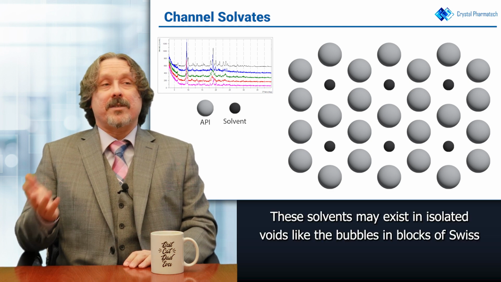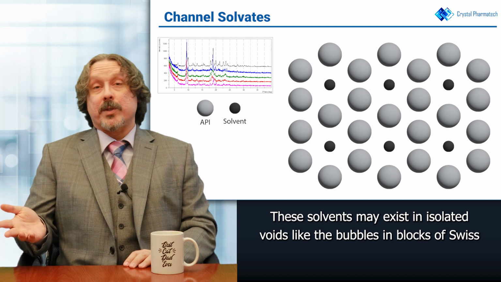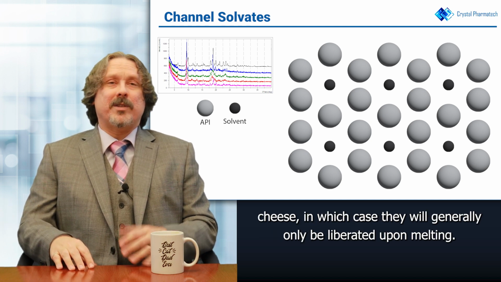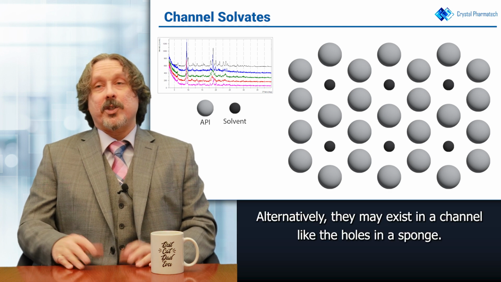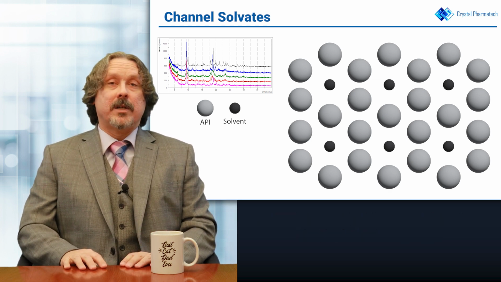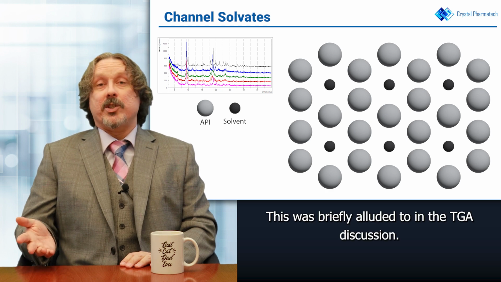These solvents may exist in isolated voids, like the bubbles and blocks of Swiss cheese, in which case they will generally only be liberated upon melting. Alternatively, they may exist in a channel, like the holes in a sponge. This was briefly alluded to in the TGA discussion.